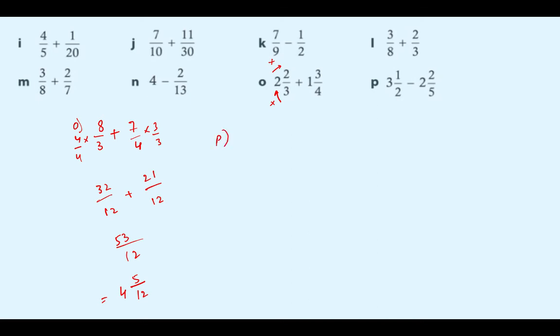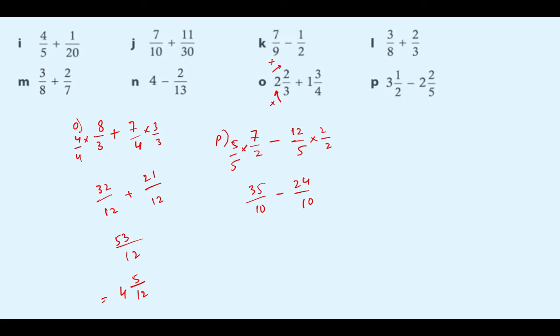We change this into an improper fraction: 2 times 3 is 6, 6 plus 1 is 7 over 2, minus 5 times 2 is 10, 10 plus 2 is 12 over 5. We will multiply this by 5 over 5 and this by 2 over 2. So 7 fives are 35 over 10 minus 24 over 10.